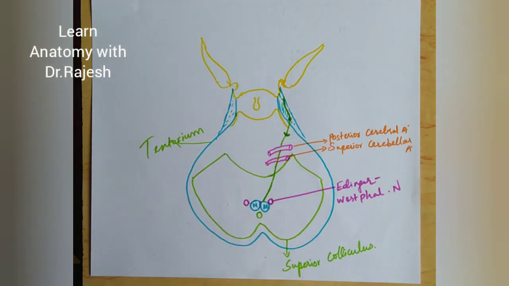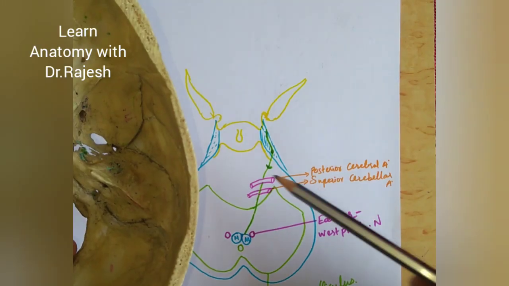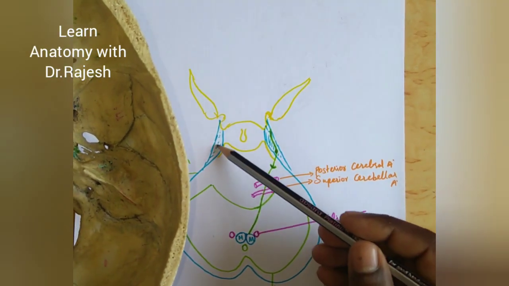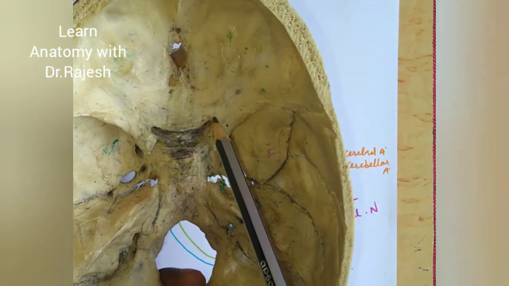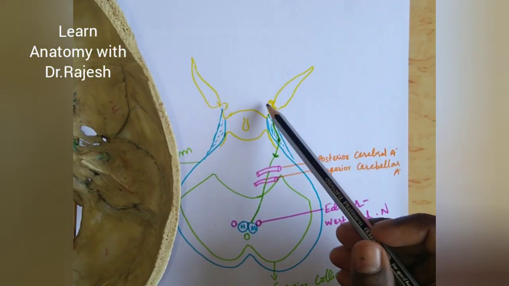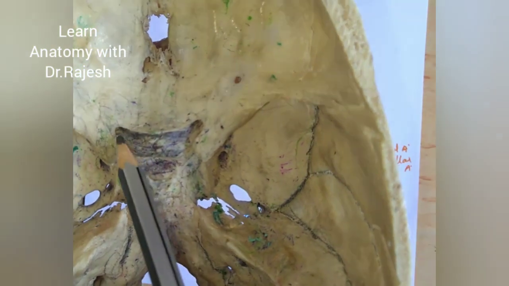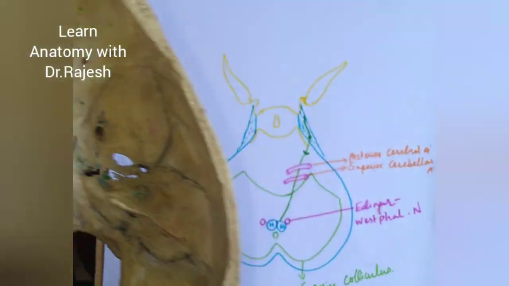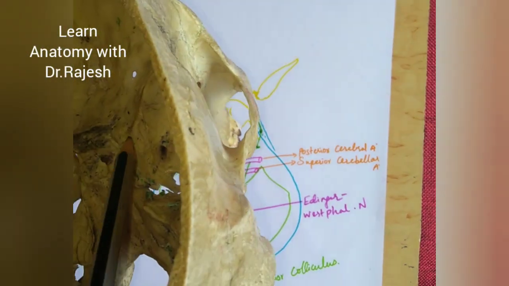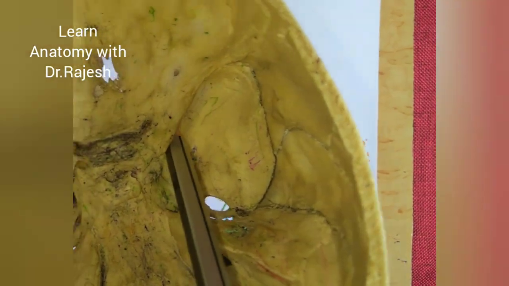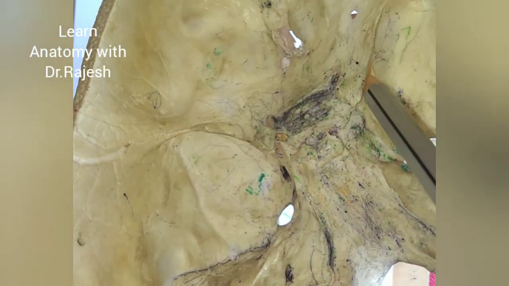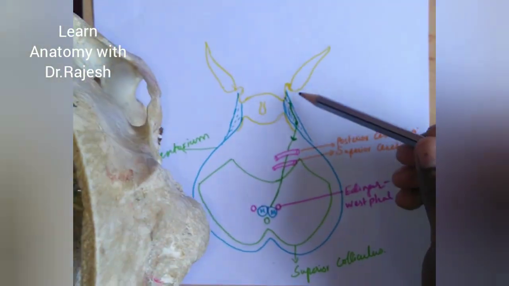We'll study all those things in the bone. So this is the place which we have drawn here. Here this is the optic canal which we have drawn, and this is the superior orbital fissure which we have represented here.